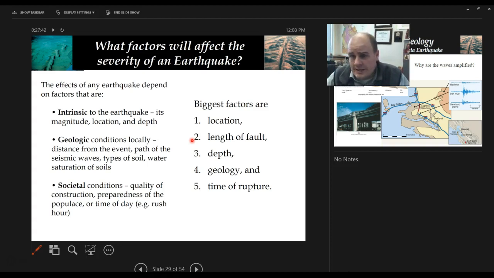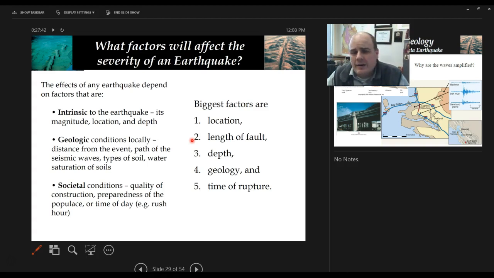The geology has an impact on that. If we have materials that bend, they're going to actually absorb the energy more. The geology that doesn't bend is going to make the waves go through it faster. So it depends on where you're at. Also, the time of rupture might impact this.